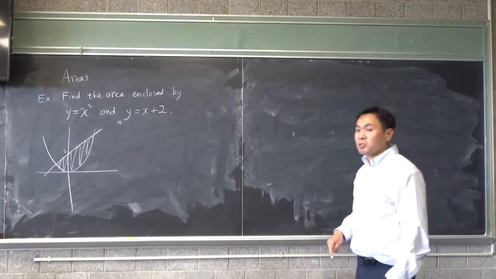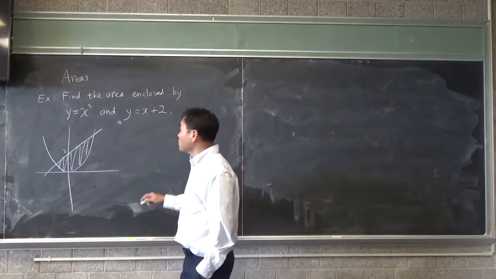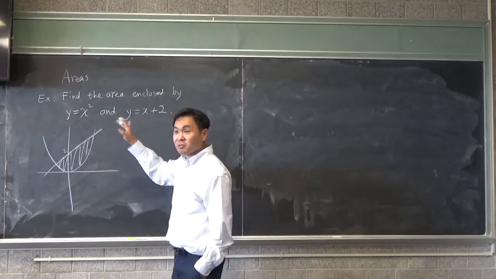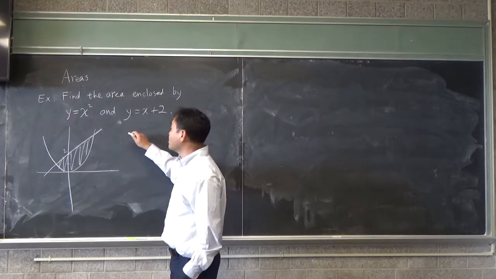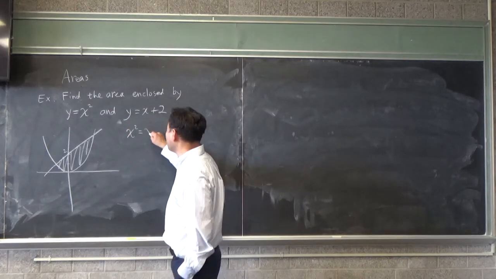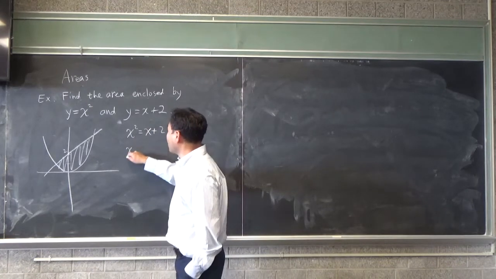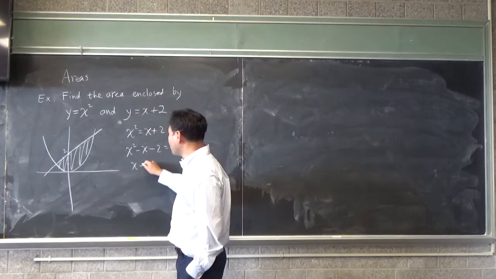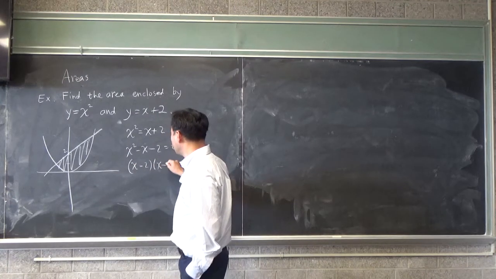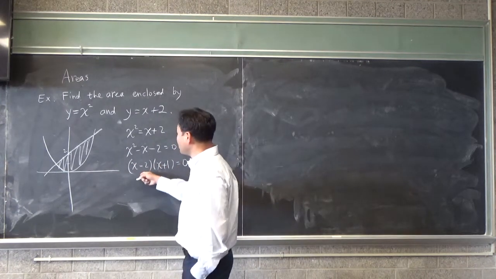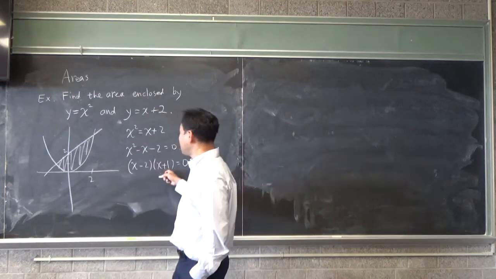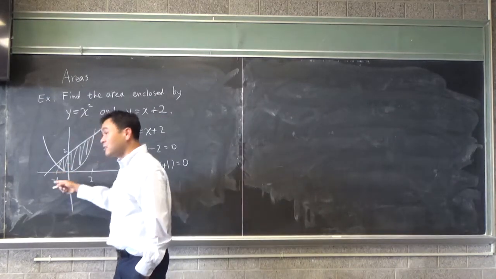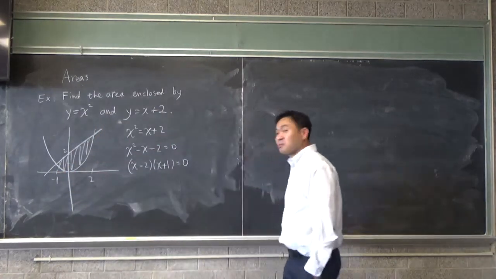right? We also need to know where they meet. So how do you find out where they intersect? Yes? Make them equal to each other. And then you have x squared minus x minus 2 equals 0. So you can factor it, right? And this is 0 when x is 2, and this is 0 when x is negative 1. And it's in accordance with our picture, so it makes sense.